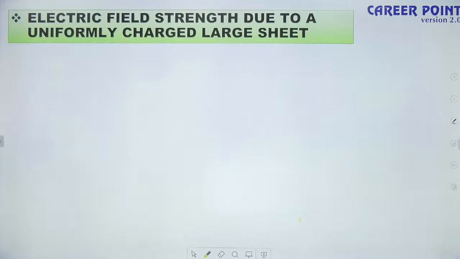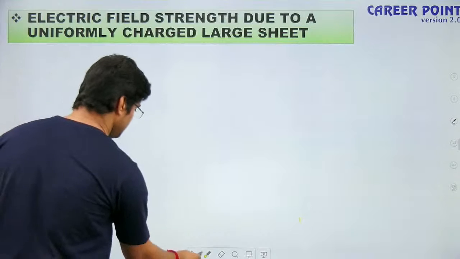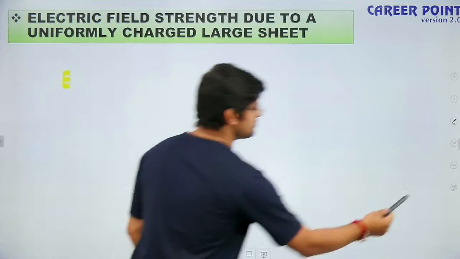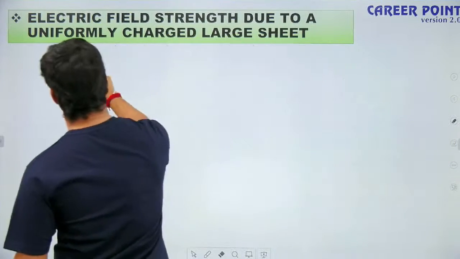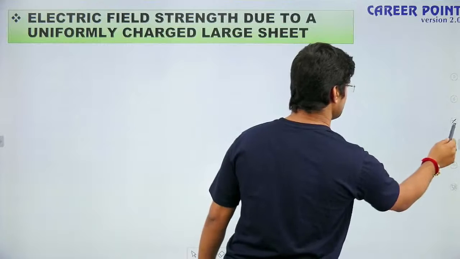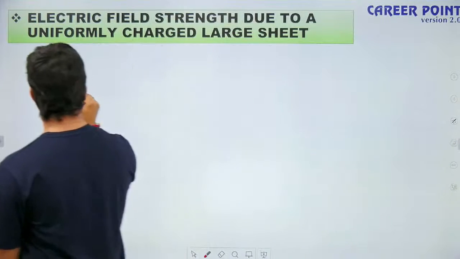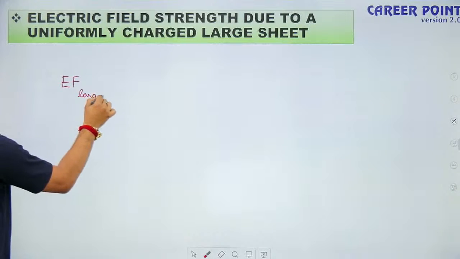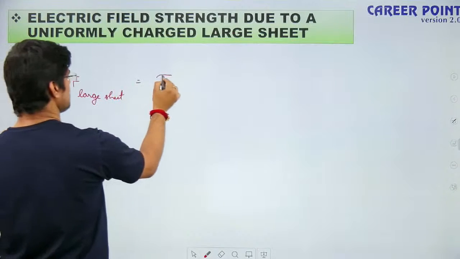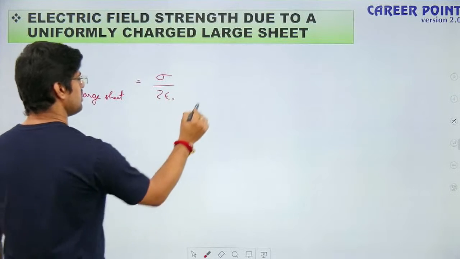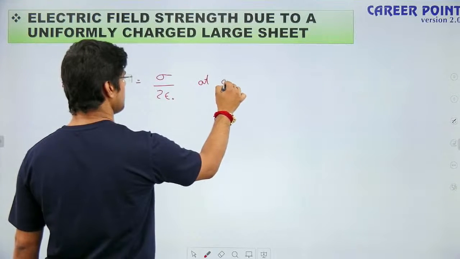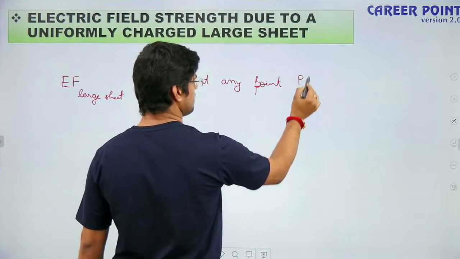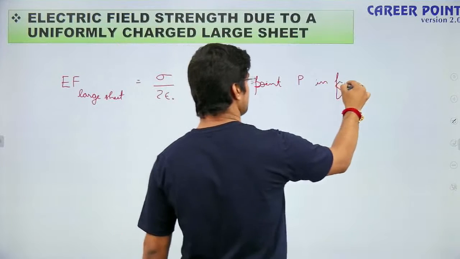Electric field strength due to a uniformly charged large sheet. This we have already written, right? Electric field due to a large sheet is equal to sigma by 2 epsilon naught at any point P in front of it.